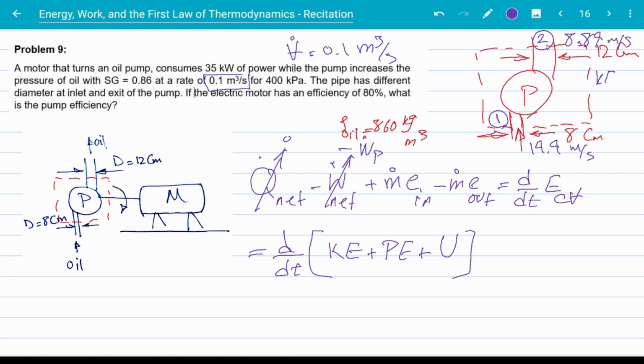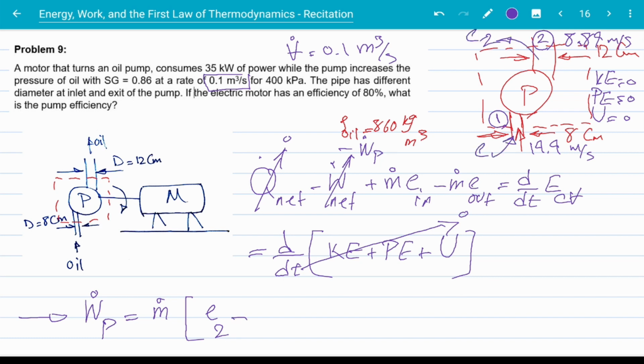Again, kinetic energy of the control volume is not changing because it's not moving. The potential energy is 0 because we don't have any changes in elevation, and also no phase change, no temperature rises, no nothing. So the internal energy is also 0. So this entire thing is 0. Now we can reorganize the equation into this. Power of the pump is mass flow times energy going out, or energy at section 2, minus energy coming in at section 1, E1.